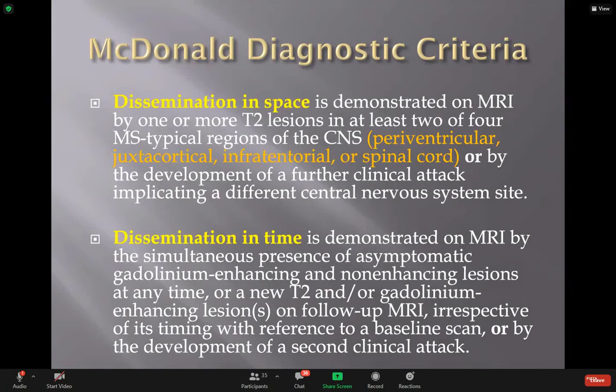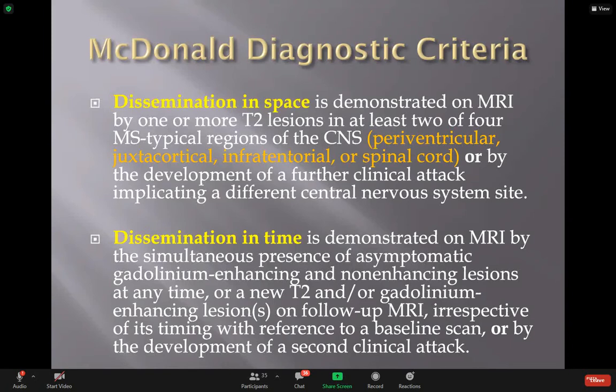But sometimes you can't always do that. So you get the MRI to help you. MRI will show you all the lesions. So if you see one or more lesions in 2 of 4 MS typical regions, then that'll suggest that it is MS. All right. The typical areas are periventricular, juxtacortical, infratentorial, or spinal cord. So this indicates that lesions are happening at different sites.